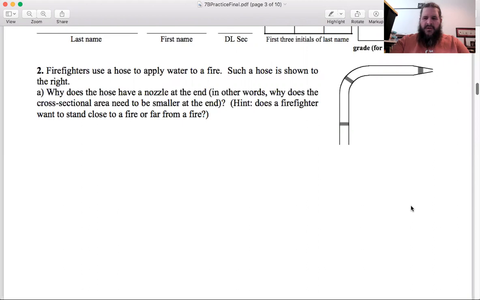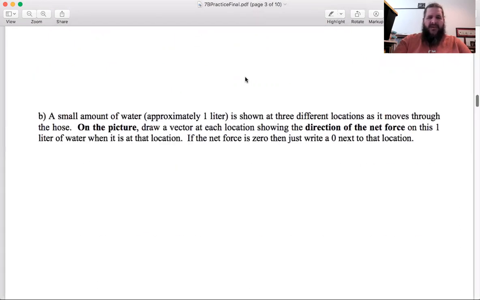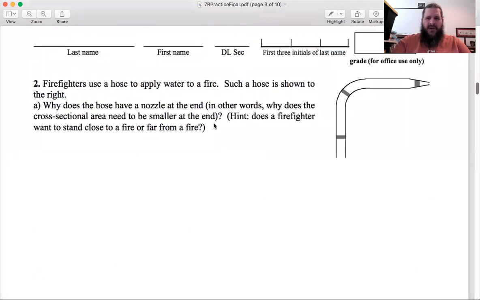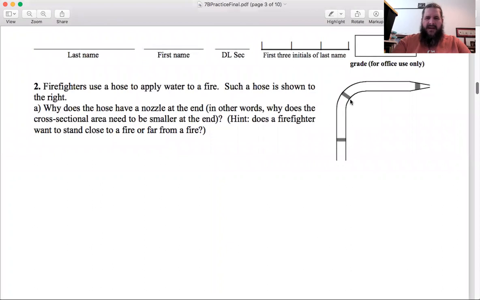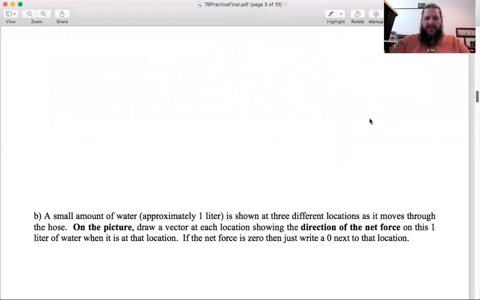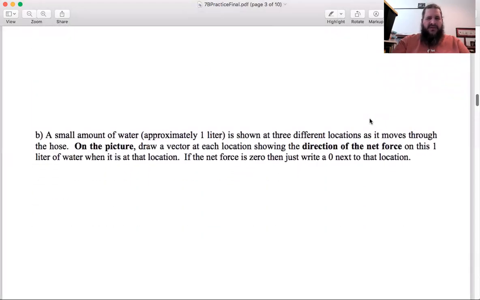All right, so in this one, we are looking at a hose. This is some information from the fluid flow material, but we're also combining it with the kinematics material from more recently. We're looking at the shaded portions of this hose, these little gray rectangles. These little gray blobs are supposed to represent one little chunk of water. And we want to figure out, as it moves around, what's the direction of the net force on that little chunk of water at that location.